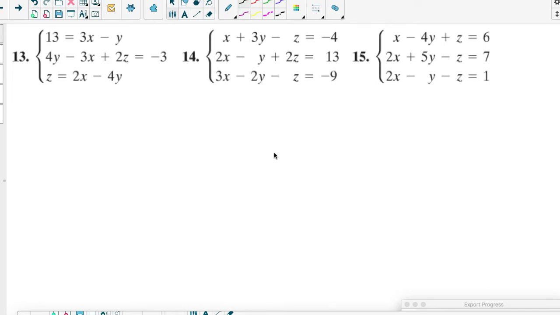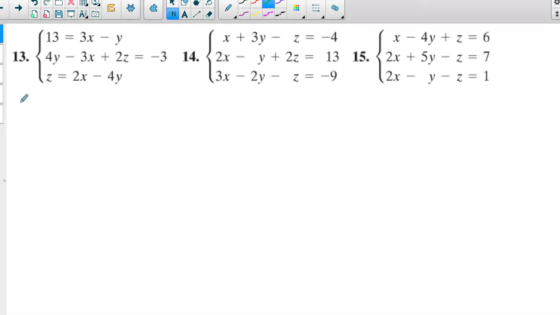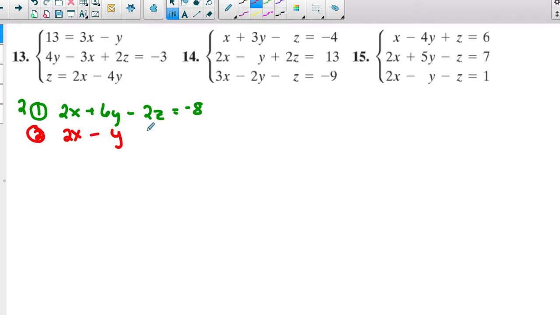Let's go ahead and eliminate the z's because we have a positive 2z and then we have two negative regular z's. So I'm going to begin by multiplying equation 1 by 2. So then that gives me 2x plus 6y minus 2z is negative 8. And then adding that directly to equation 2, we have 2x minus y plus 2z is 13. So we're going to add those two equations together.